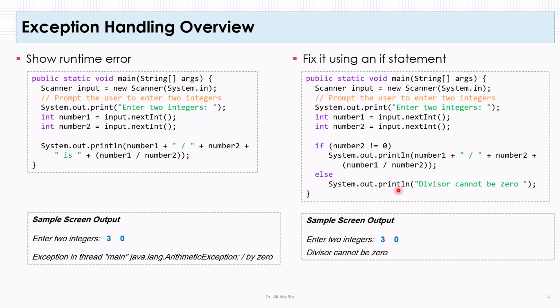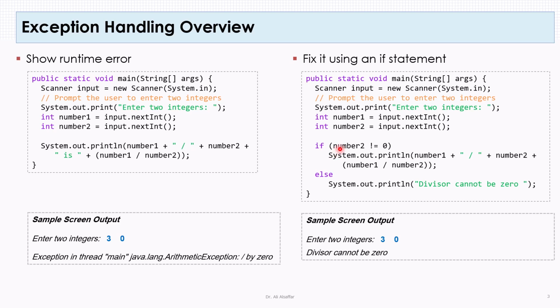Here is a sample input-output. Notice that if the user enters 3 for the first integer and 0 for the second integer, only a message is displayed on the screen, divisor cannot be 0, which is different from the previous version, where an exception occurred and stopped the program.